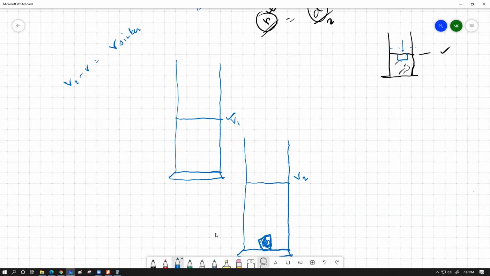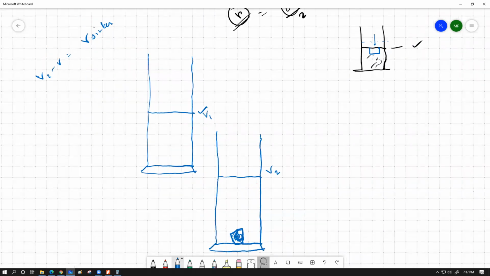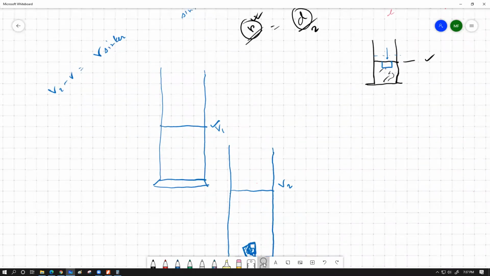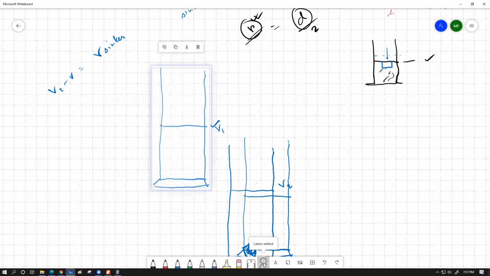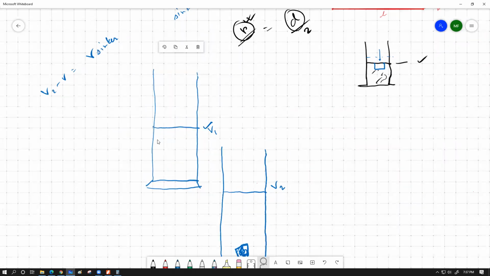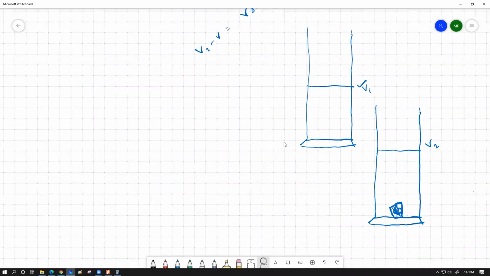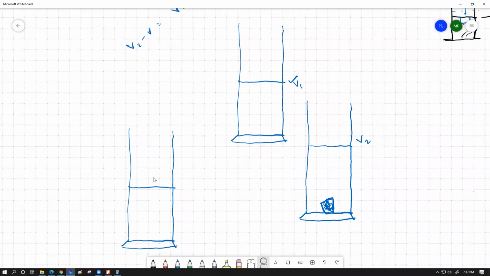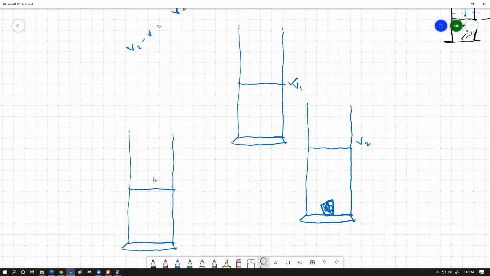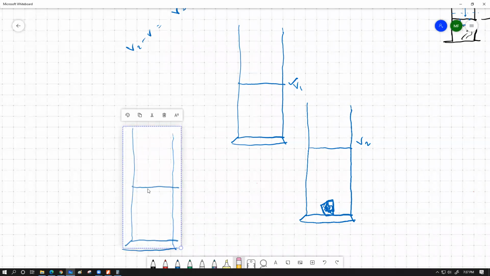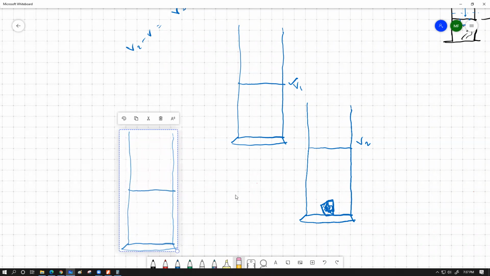Paste is not working. Why doesn't this work? Okay, it's working. So let me just delete this one, or erase this one. Okay, let this line stay here.